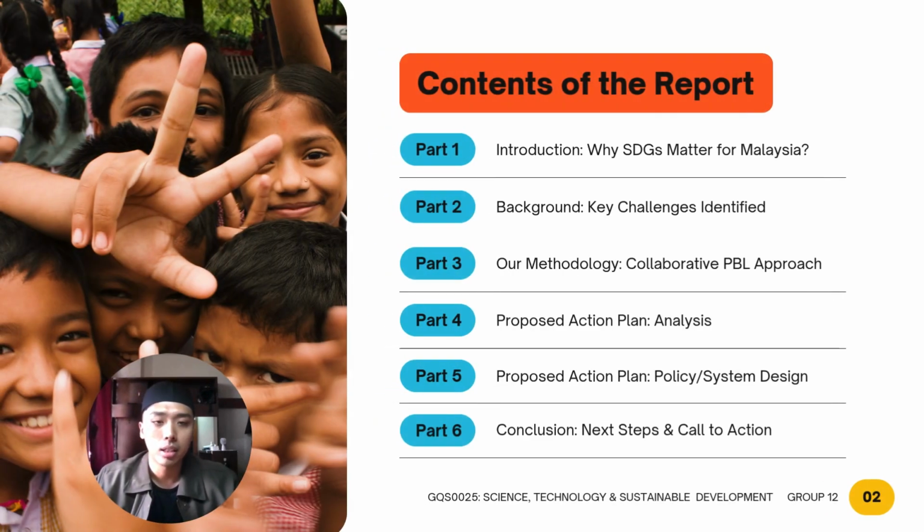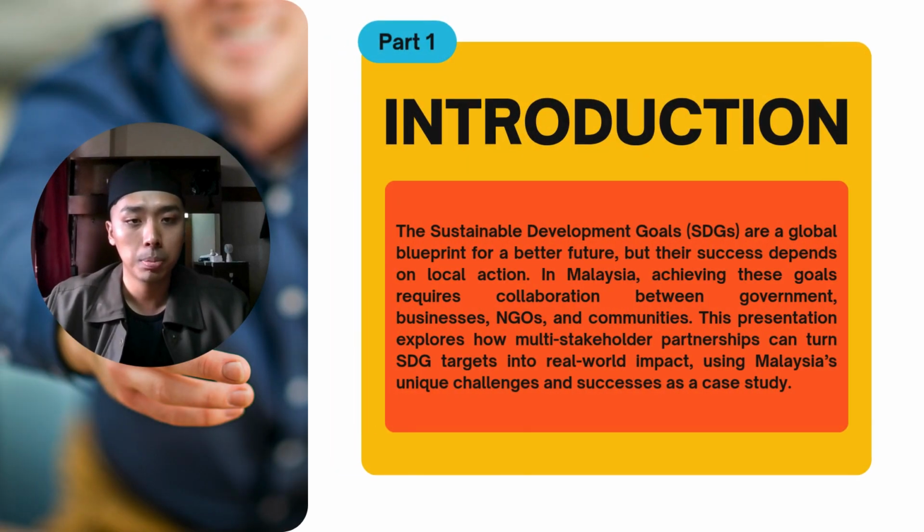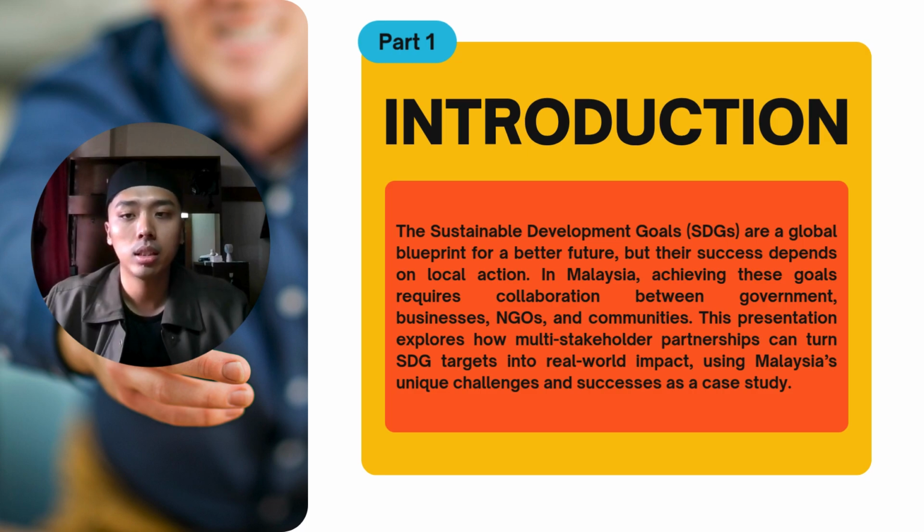The first part is introduction, the second part is background, the third part is methodology, the fourth part is analysis for proposed action plan, the fifth part is policy system design for our proposed action plan, and the last part is conclusion. So for the first part, introduction, we are discussing how Malaysia can turn the UN Sustainable Development Goals from global targets into local realities.